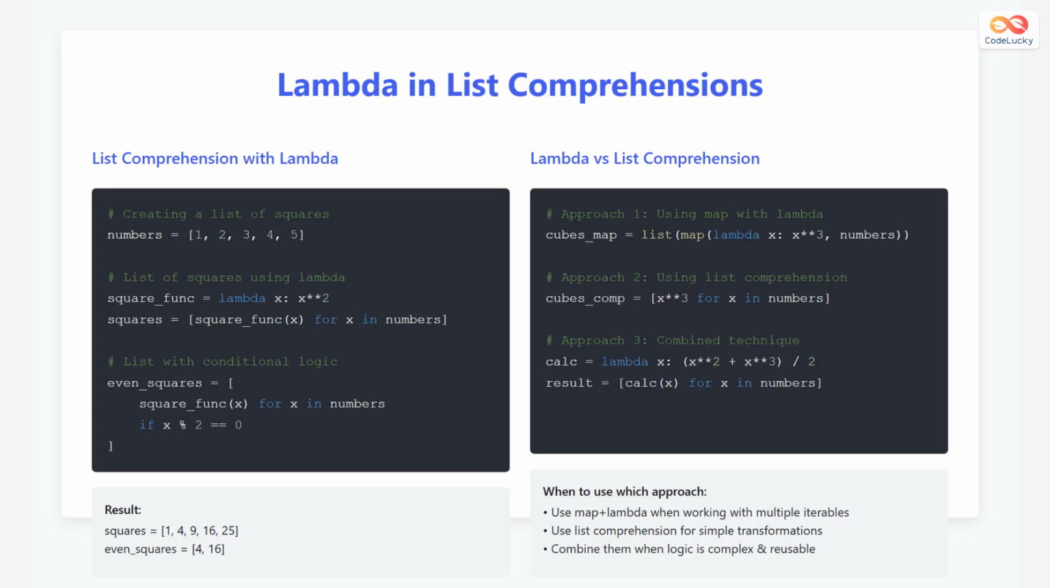Use map and lambda when working with multiple iterables. Use list comprehension for simple transformations. Combine them when logic is complex and reusable.